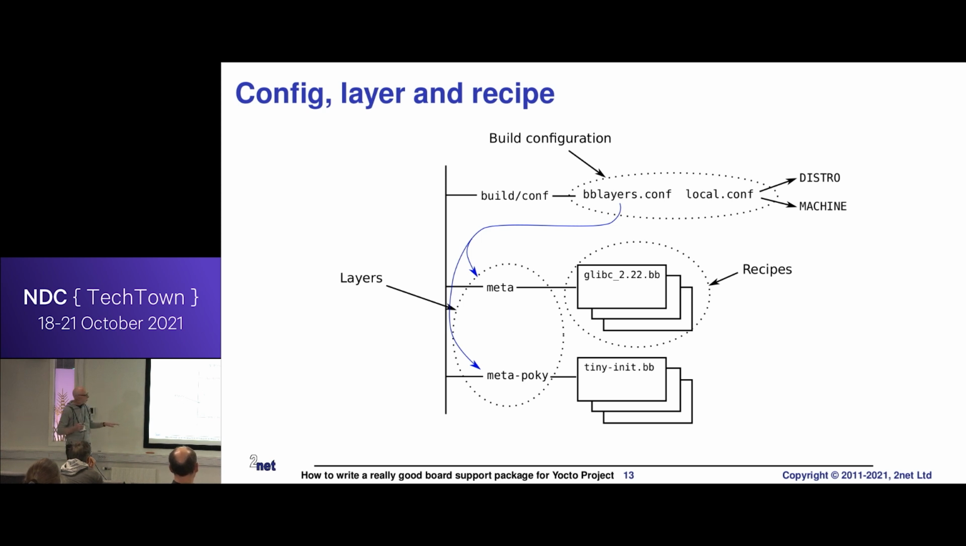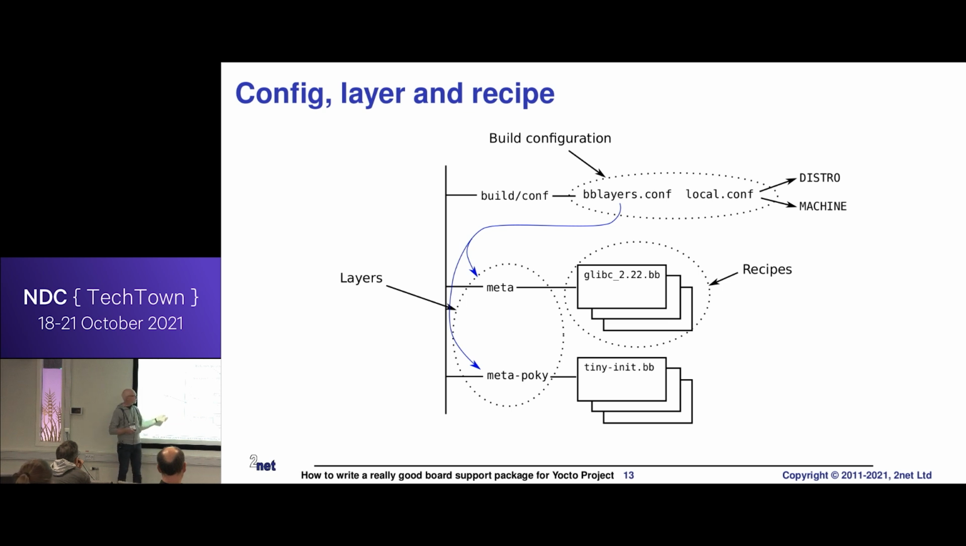So in the OpenEmbedded Yocto Project, first of all, we have the configuration file I just mentioned. So in build/conf, you have this local.conf file, which specifies your machine and your distro. And there's another file called bblayers.conf. So that is the list of layers in your project. And for example, we have here a couple of layers. So a layer is just a directory which contains BB files.